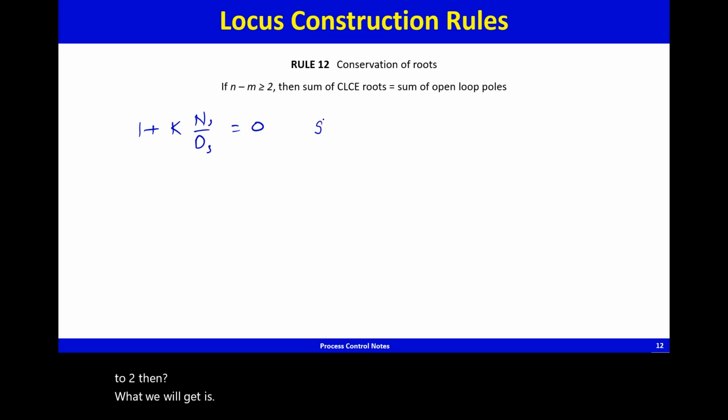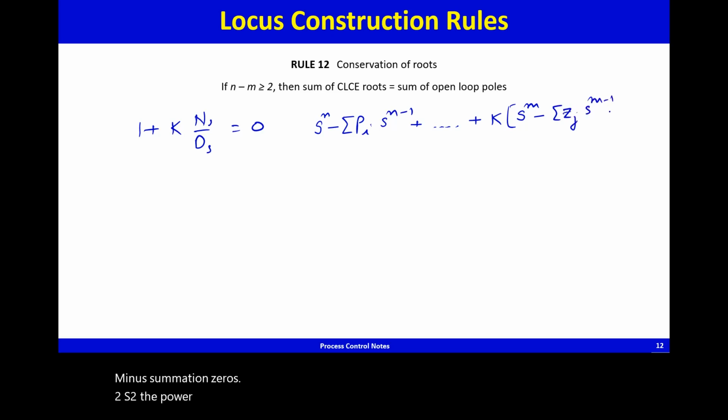s to the power n minus summation pi into s to the power n minus 1 plus lower order terms, plus k times s to the power m minus summation zeros into s to the power m minus 1 plus lower order terms, should be equal to 0. This is what my closed loop characteristic equation looks like.